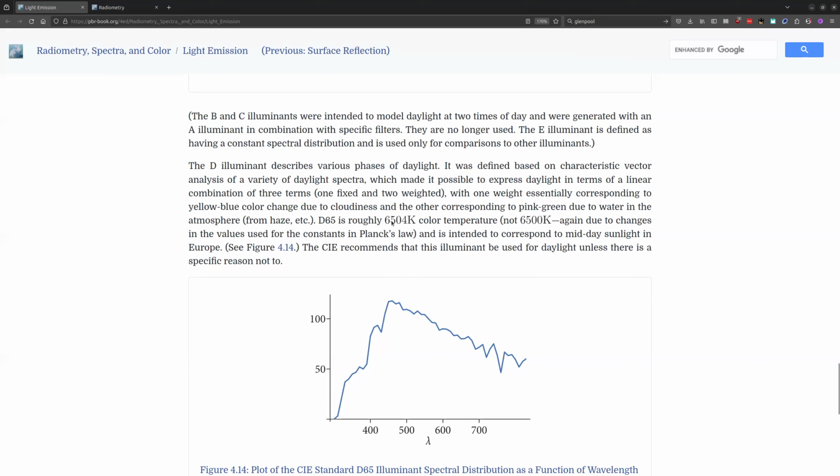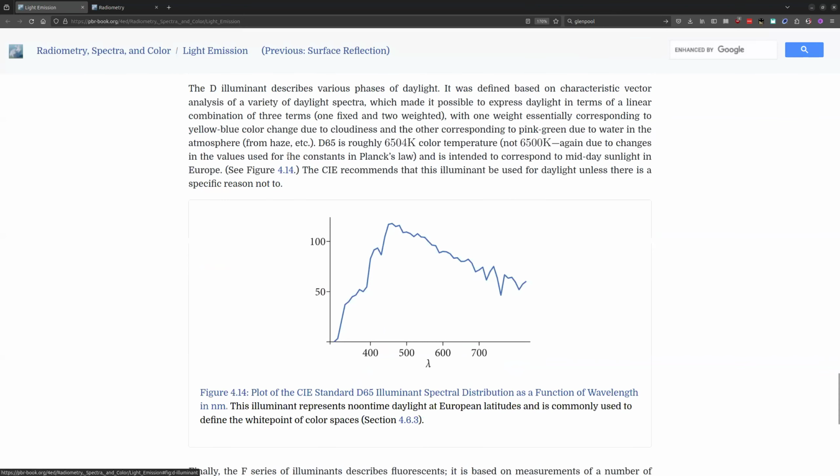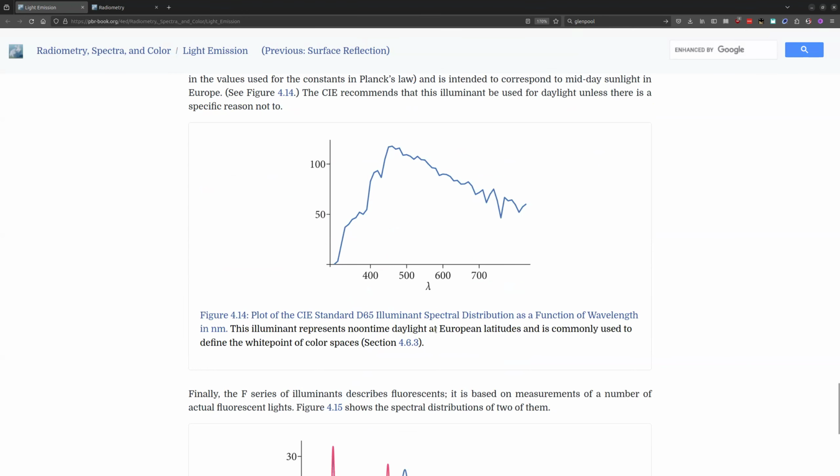So 6,504 Kelvin is daylight, midday sunlight in Europe. Oh. So bright sunlight in the middle latitudes, like the tropics and tropical areas, might actually have a higher color temperature than 6,500, just because it's even more directly overhead. Hmm. Okay, European latitudes, yeah.